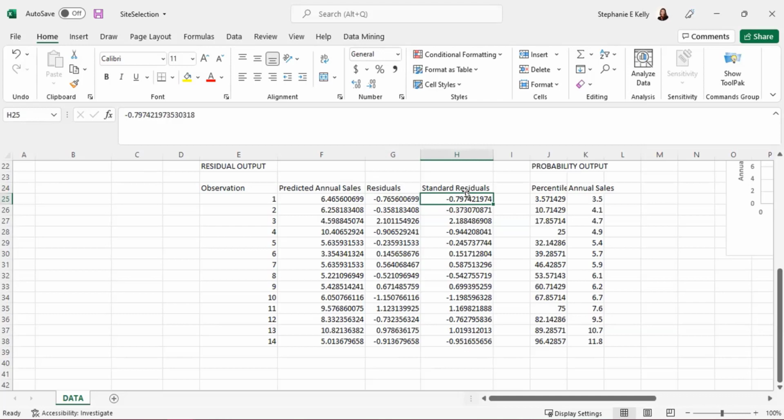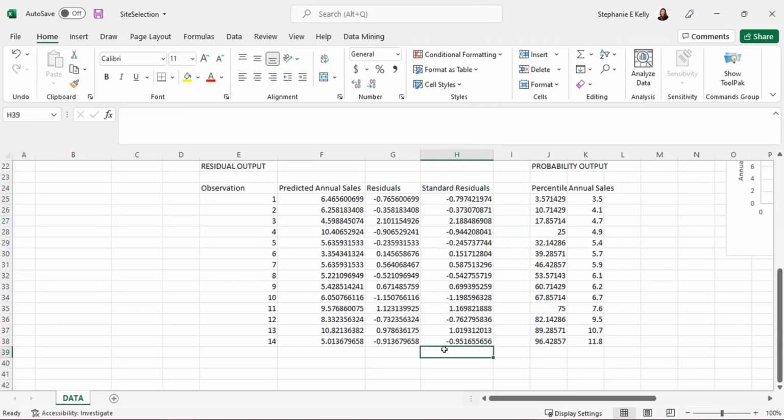So we would find outliers in z-scores by looking for standard residuals that are less than negative 1.96 or greater than positive 1.96. And we see that we only have one residual that is concerningly high. So all but one of our data points look like really good predictors.